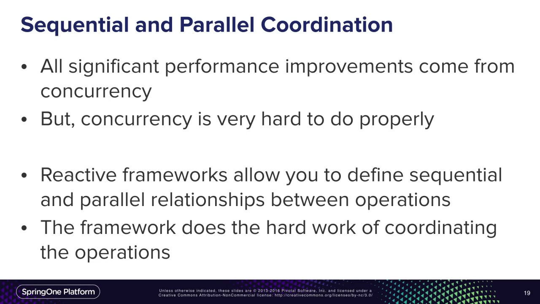There's a lot of coordination that needs to happen, making sure things happen in the right order. The good news is that reactive frameworks, such as Project Reactor, allow you to define these sequential and parallel relationships, and then it takes care of the hard work of making sure that all of these things are coordinated. So if I've got three things that can all happen together, and then they all need to feed into a single sequential operation, it will take care of that for me.